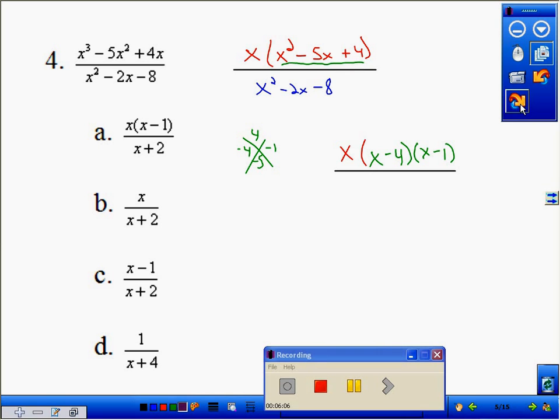X squared minus 2x minus 8. What do we use in order to factor that one? Magic X. Two numbers that multiply to be negative 8 and add to be negative 2? Negative 4 and positive 2. So we have x minus 4, x plus 2. Cancel out an x minus 4 with an x minus 4. And we have x times x minus 1 over x plus 2, which is A.